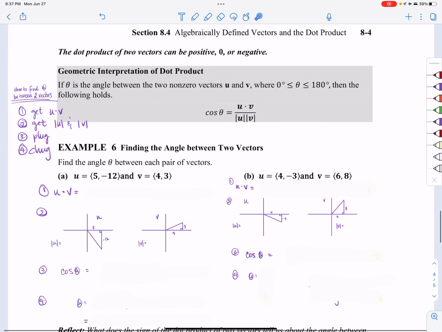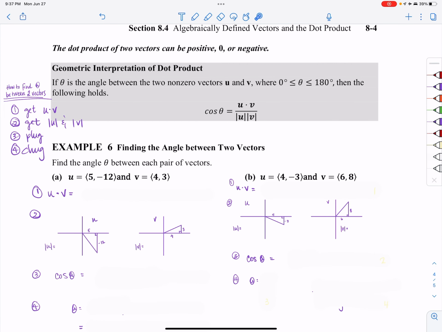Now let's pause for a moment. If theta is the angle between two vectors, where this is just a normal angle, then the following holds true. Cosine of theta is equal to the dot product u dot v divided by the two magnitudes multiplied together. So we're just going to take our dot product divided by the product of our magnitudes. Let's plug that in, and then let's chug along to find out what our theta is.